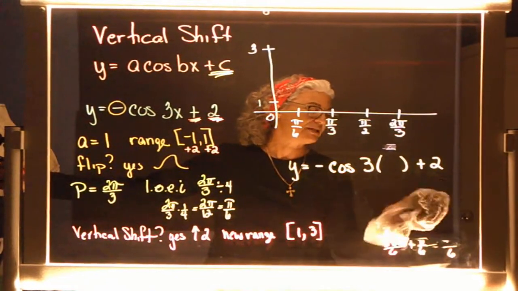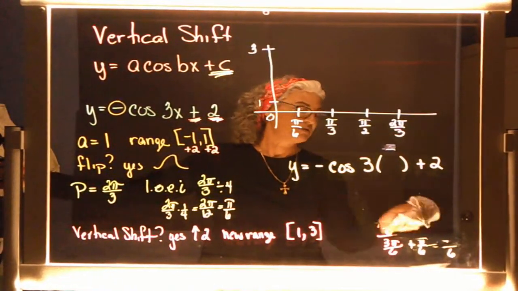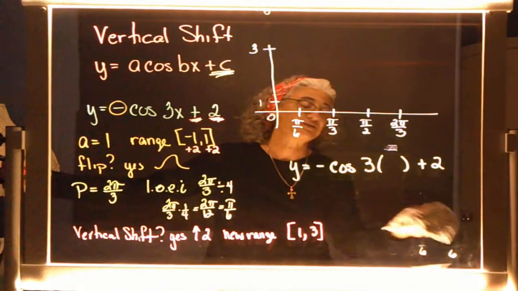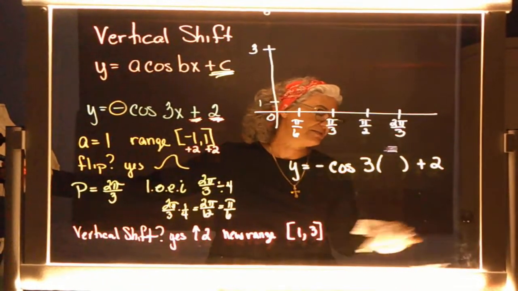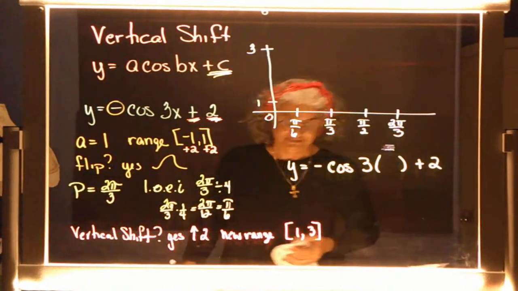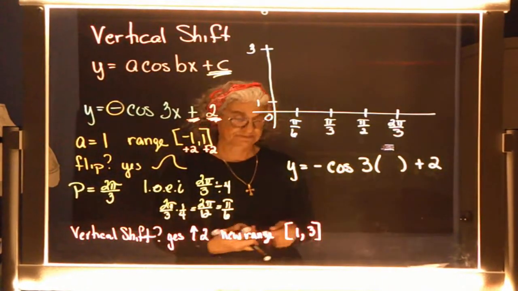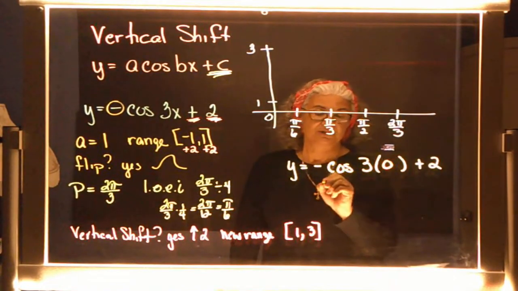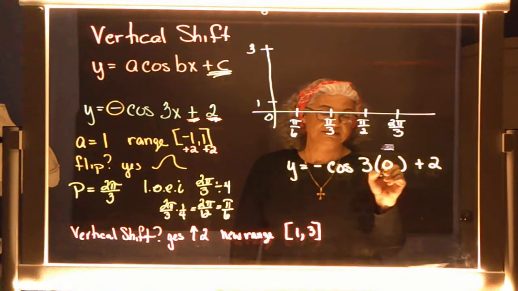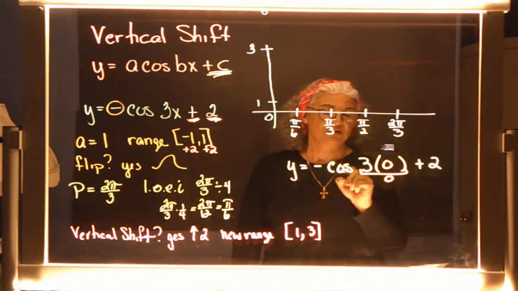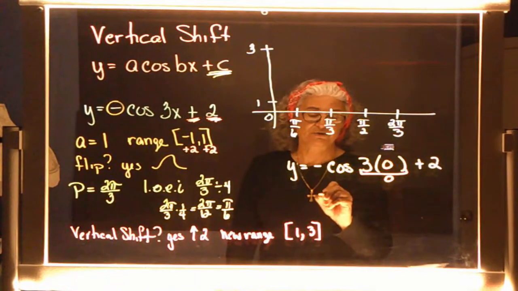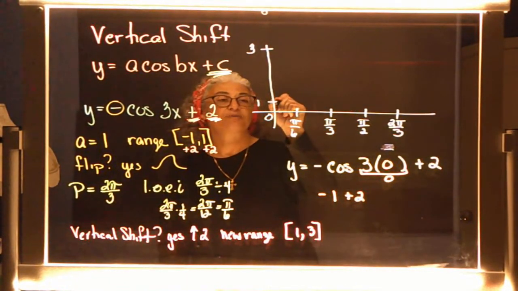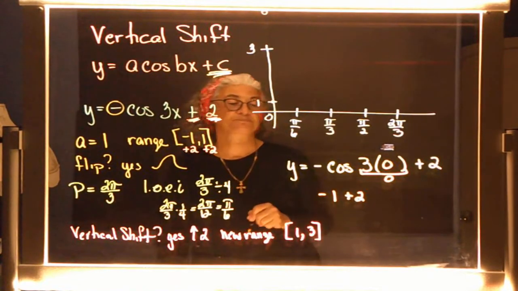Okay, so first one we're plugging in is 0. So, 3 times 0. Yeah, that's 0. Cosine at 0. Yep, 1. So let me write this down because some of you want to see this, I know, right? So this will be 0, right? What's the cosine at 0? 1. So you've got -1 plus 2, don't you? Yep, that'll give me 1.